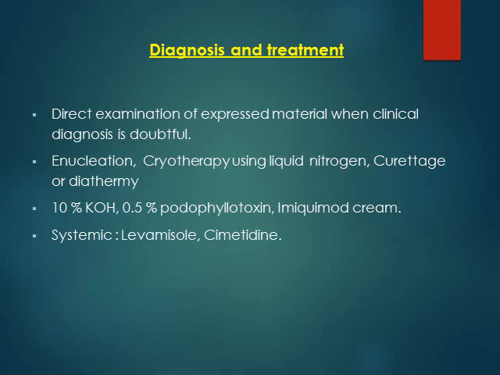You can just see and make a diagnosis, but if in doubt, you can remove the material, stain it and see under the microscope. How do you treat? Ideally we have to remove it. If one or two lesions are there, better remove them either by needling, curettage, or by electrocautery. If it is extensive, you can give certain systemic treatment also, such as levamisole and cimetidine.